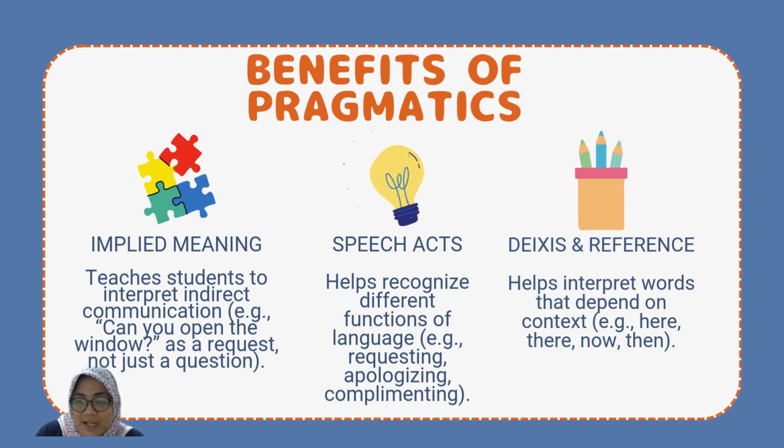Finally, pragmatics help interpret deictic expressions. These are words that rely on context for meaning. Let's think of words like here, there, now, or then. Without context, these terms are unclear. For example, I'll meet you there tomorrow. To understand this fully, you need to know where there is and when tomorrow refers to. So by understanding the deixis, we can follow conversation more accurately and respond appropriately.